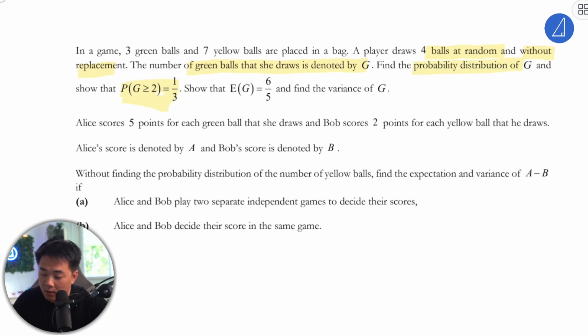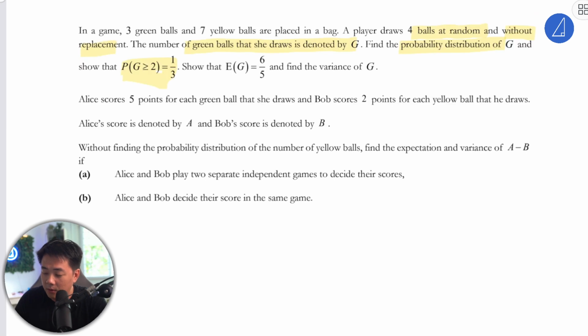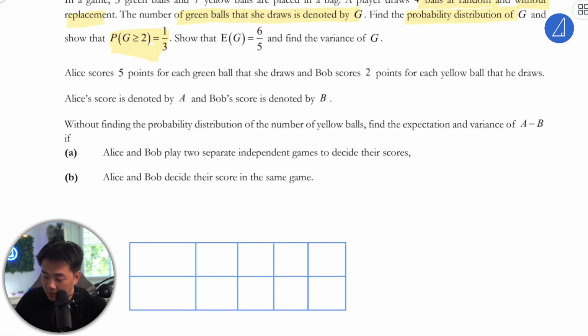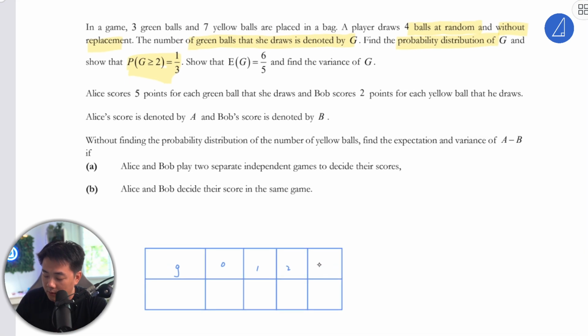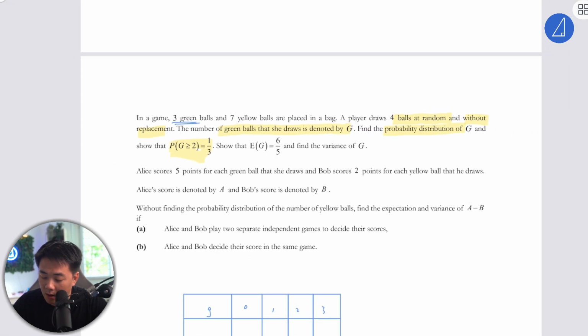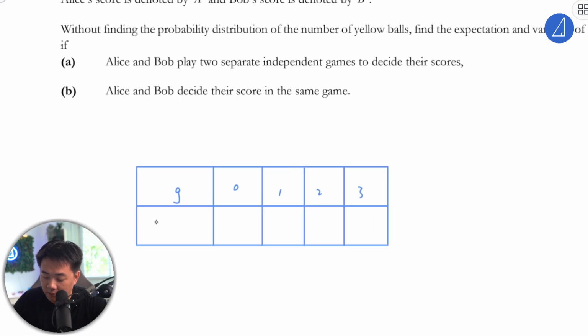Okay, great. So a player draws 4 balls without replacement. Now you can essentially just use choose. If it's without replacement, you can just use choose. This is what we do. We put G, the number of green balls. We can pick 0 green balls, 1, 2, or 3. There are 3 green balls, so it's capped at 3, thankfully. So this is G, then this is P(G = g).